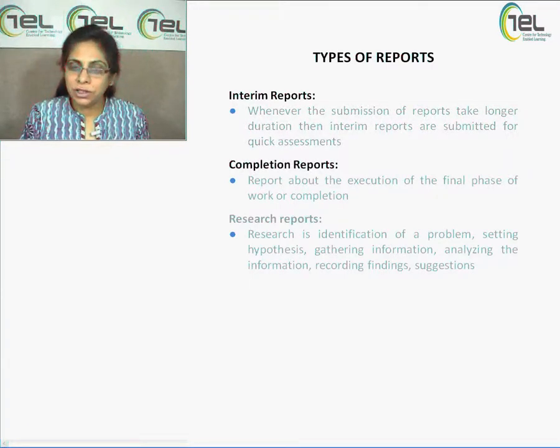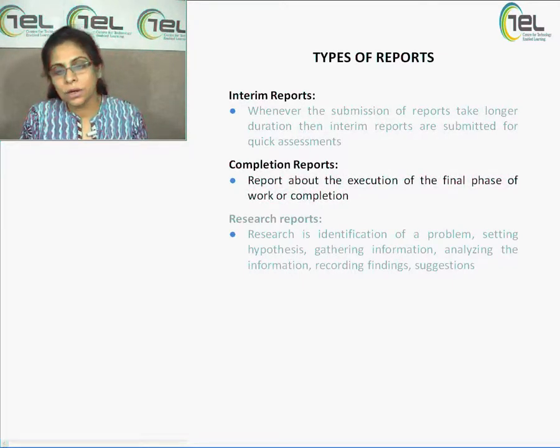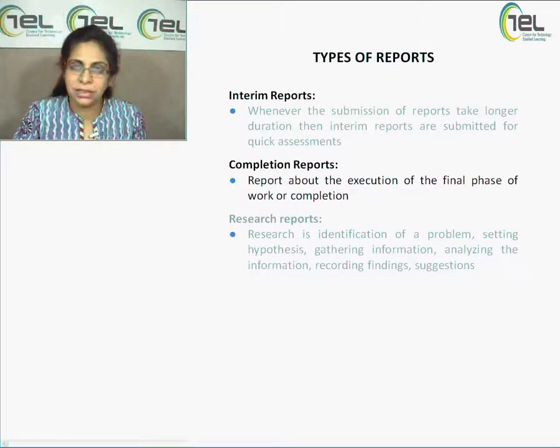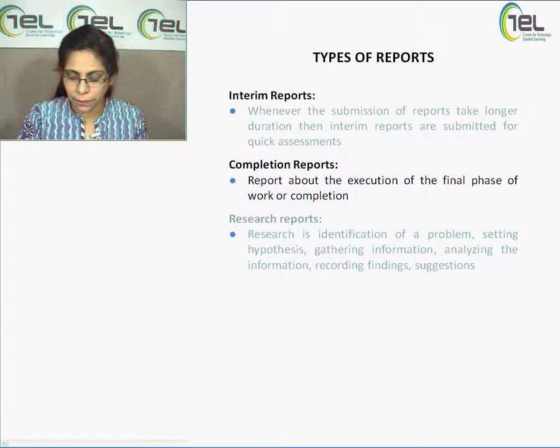Completion report. A completion report is made at the completion of a project. This report is about the execution of the final phase of work. Once the work is complete or is about to be completed, you compile a report and give it to the higher authorities as to the work was finished, the task completed, and the details of the completion of the project are also given.